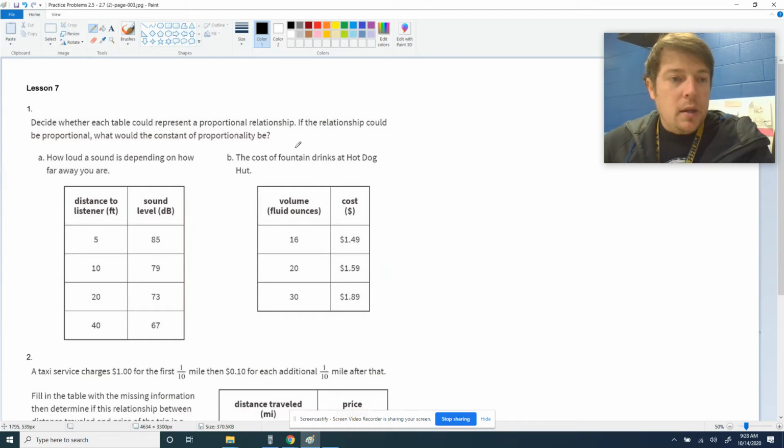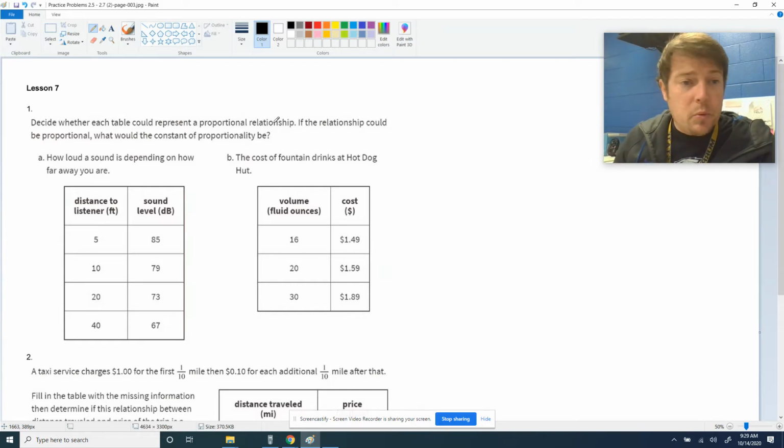Decide whether each table could represent a proportional relationship. If the relationship could be proportional, what would the constant of proportionality be? So in lesson number 7, we start to look at relationships and trying to decide if they're proportional or not. Everything we've done so far, we're assuming that it's proportional. Now we have to decide if it is or not, and then if it is, what its constant of proportionality is.